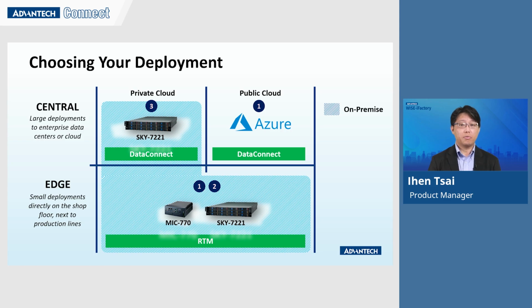Based on these 3 scenarios, iFactory provides corresponding deployment options. To provide the quickest support for your POC, we can have deployments via IPC using the MIC-770 selection or our public cloud services hosted on Azure. For single-site deployments, we offer SKY-7221 server configurations with 10 cores, and SKY-7221 in 16-core configurations for centralized management of multiple manufacturing sites from your data center.